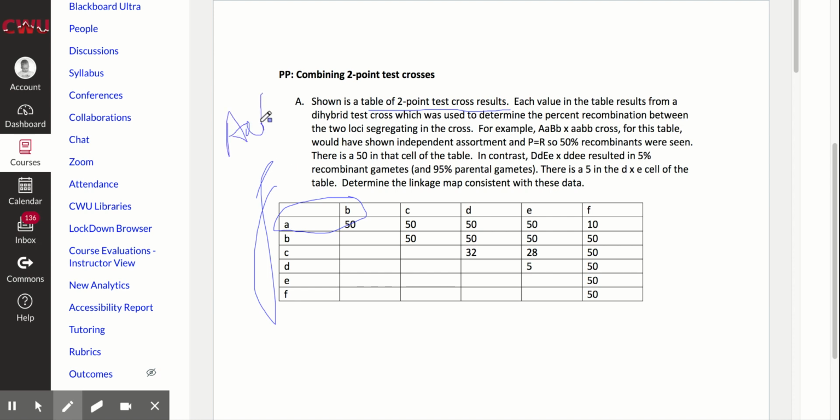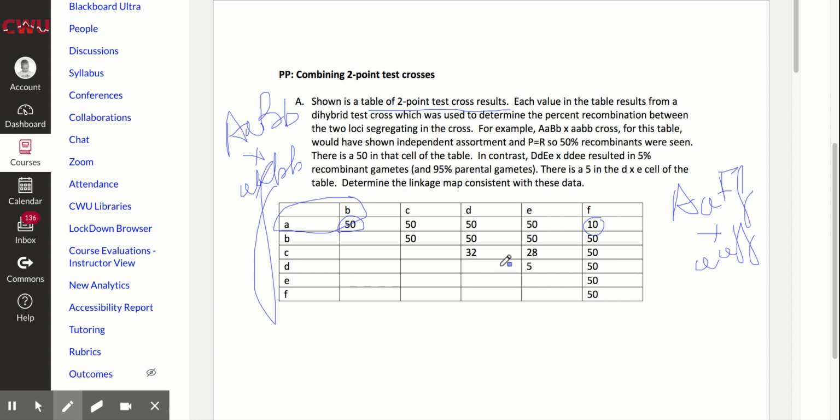Like this part here, we had the dihybrid test cross, and the recombinants were equal to the parentals. And so there's 50 map units. It looks like independent assortment, and it might be independent assortment. And here, in this cross, that's the AF cross. We had an AF dihybrid times the AF double homozygote recessive, and we found 10% recombination. So there's a 10 in the table.